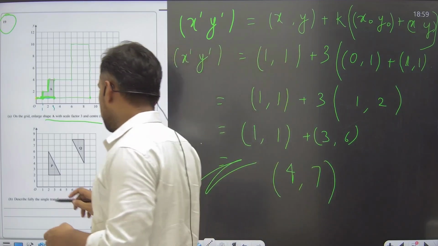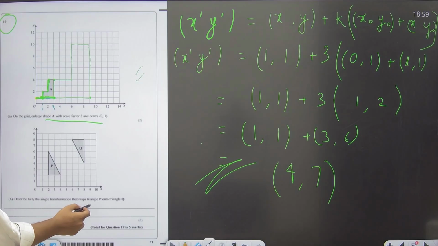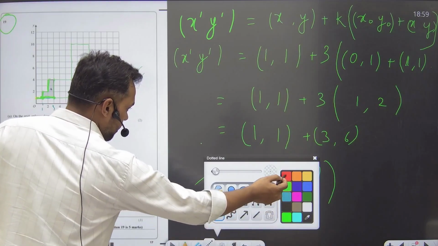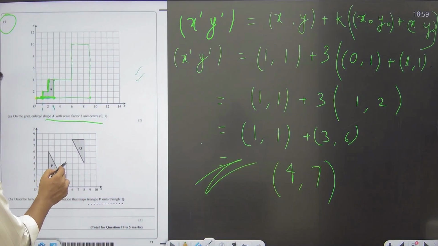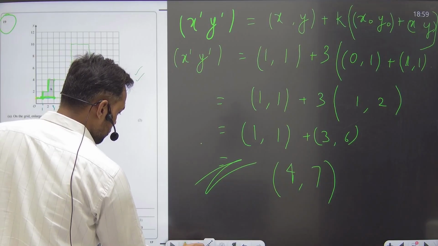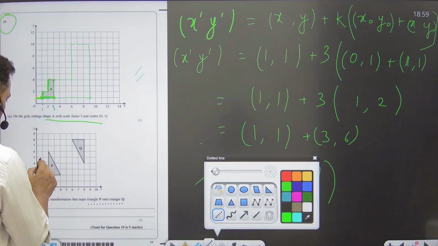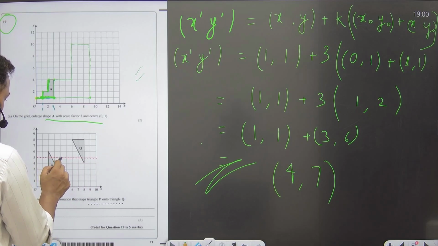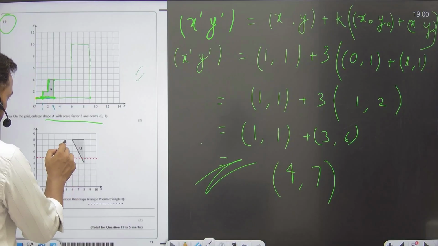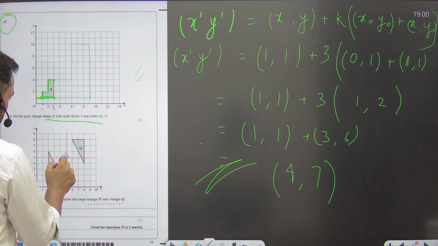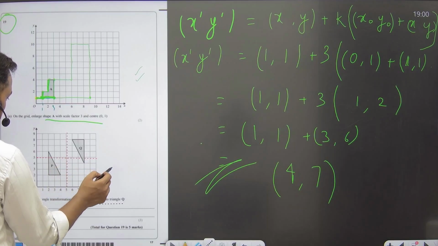here, you will see: describe fully the single transformation that maps triangle P onto triangle Q. Okay, if I say triangle P and triangle Q, what I am drawing here is, I just wanted you to visualize this particular shape, students. So I am plotting this part.